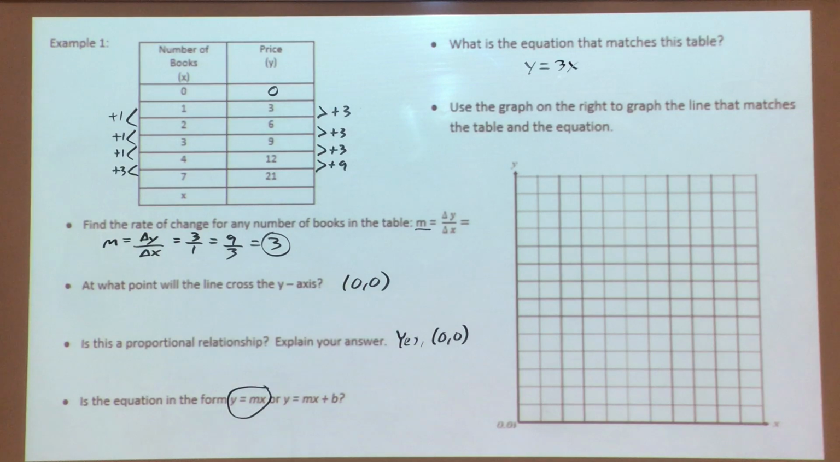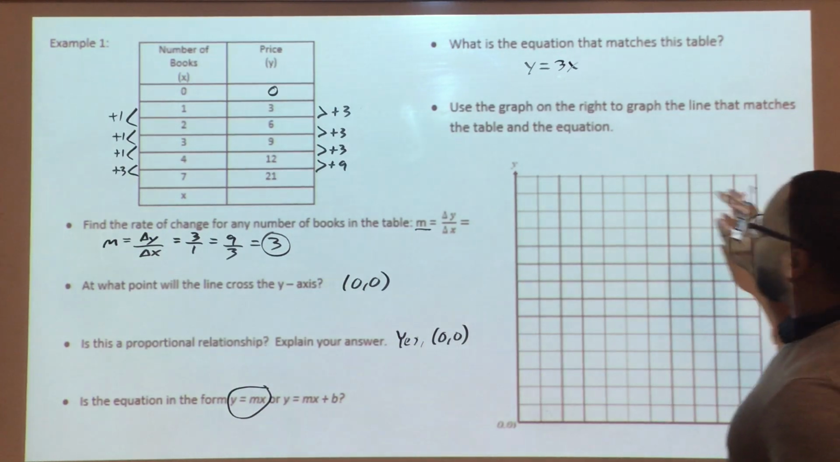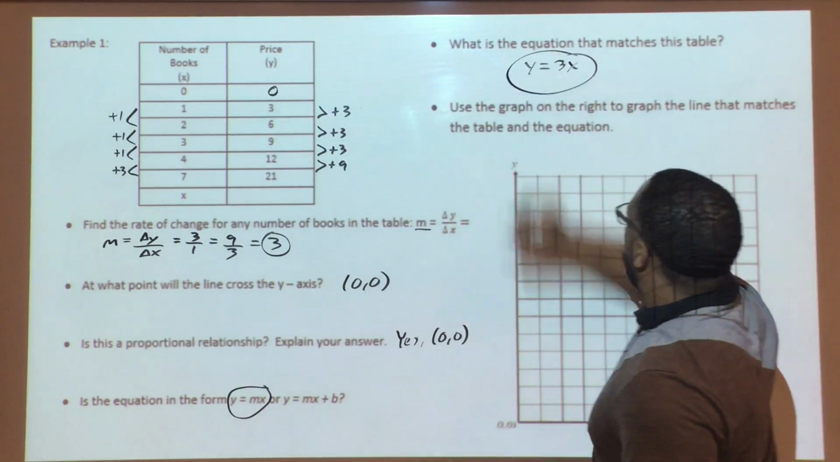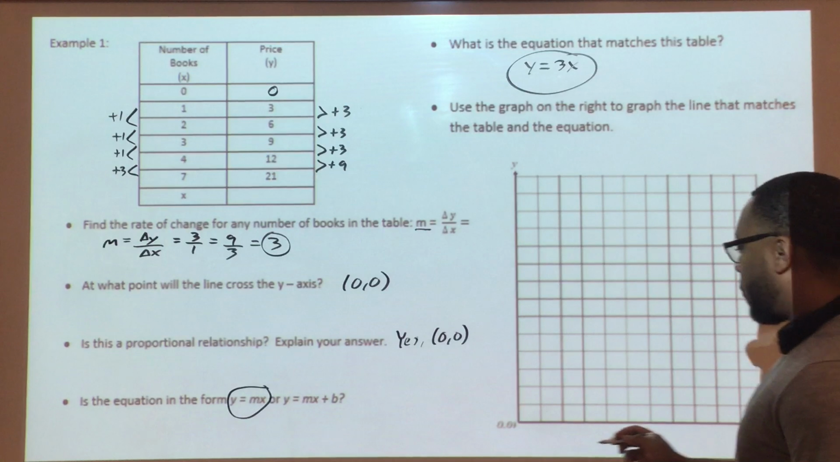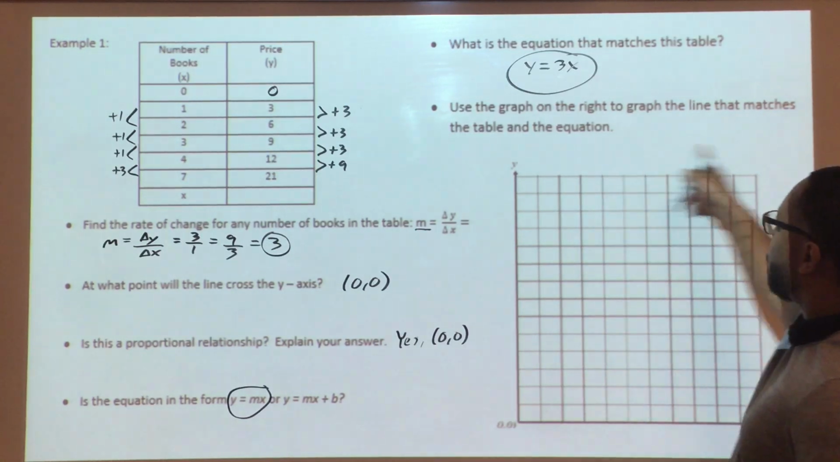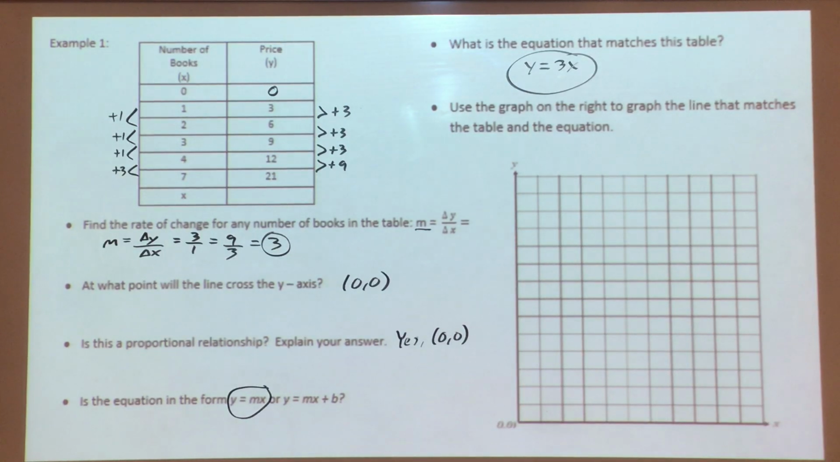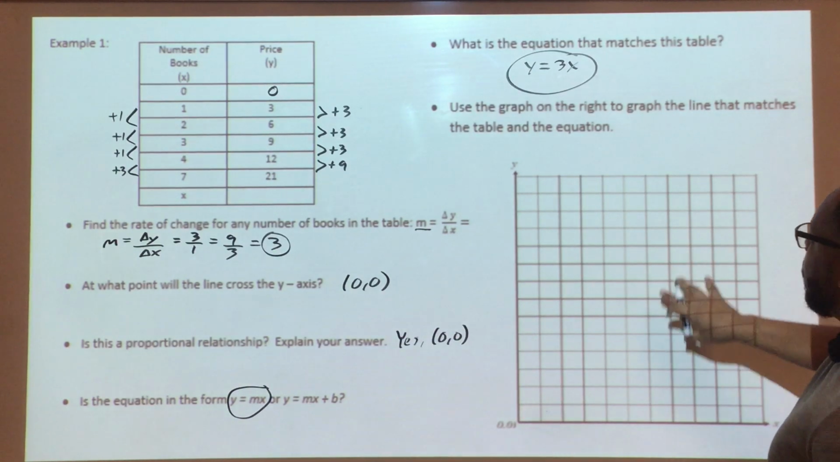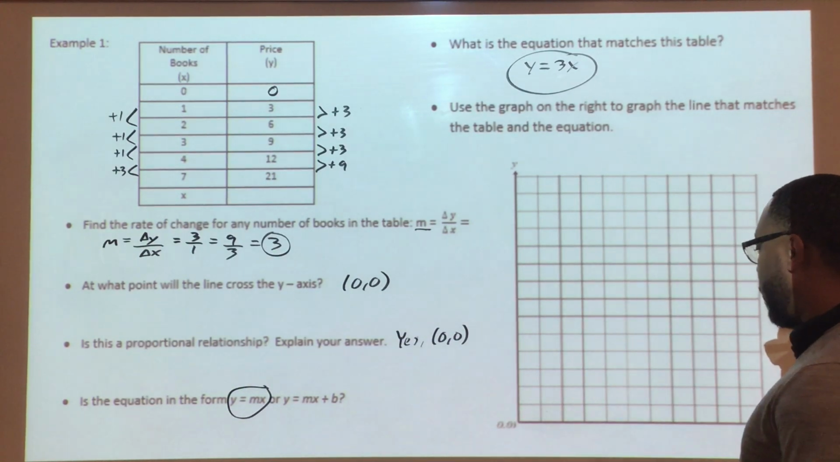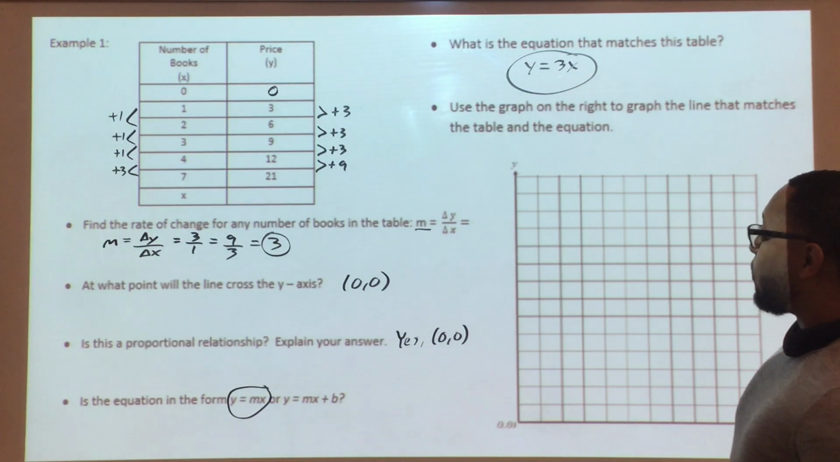That is going to be the equation. And that's going to be the main thing you're working on today, is simply determining what the equation is. Now, there's a cool thing I can do here. It says use the graph on the right to graph the line that matches the table in the equation. I shifted it down below, so disregard that it says on the right.